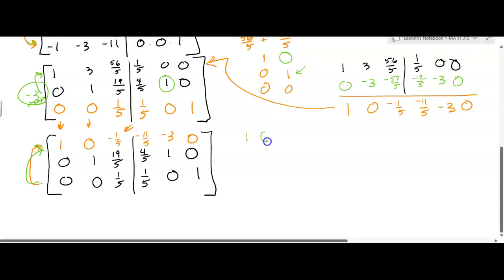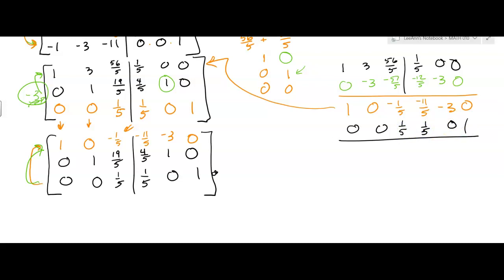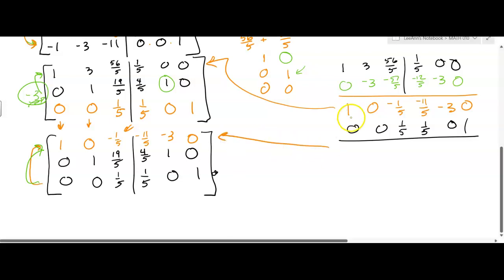1, 0, -1/5. Well, you know what? Why should I recopy that? I've got it written already over here. So I'm going to add the bottom row. This one right here. 0, 0, 1/5, 1/5, 0, 1. Okay, so this is going to be my new row 1. We're going to put this, whatever we get, we're going to put it right there.